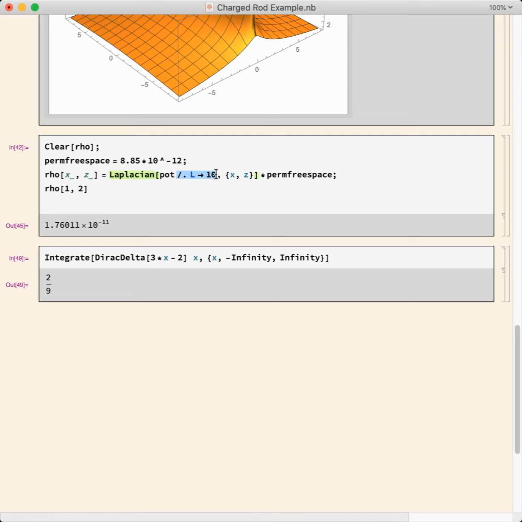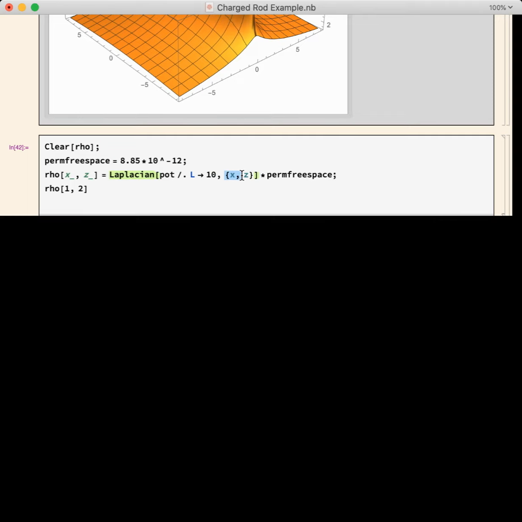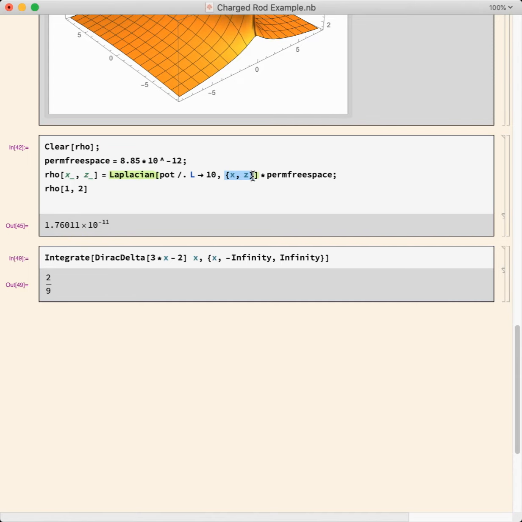So I said, let L equal 10. I could have changed that. You have to tell it what variables to take that second derivative, which is part of the Laplacian, with respect to. So I said x and z, and then I multiplied it by the permittivity of free space. When I do that, I get rho, or the charge density.